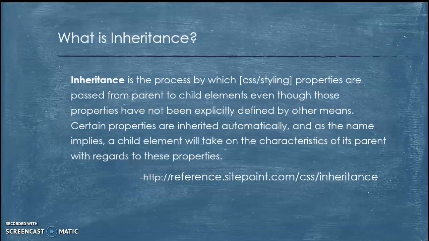Inheritance, according to a CIT point tutorial on the same subject, is the process by which CSS styling properties are passed from parent to child elements, even though those properties have not been explicitly defined by other means. Certain properties are inherited automatically, and as the name implies, a child element will take on the characteristics of its parent with regards to these properties.